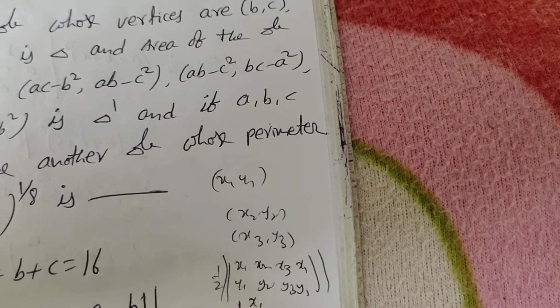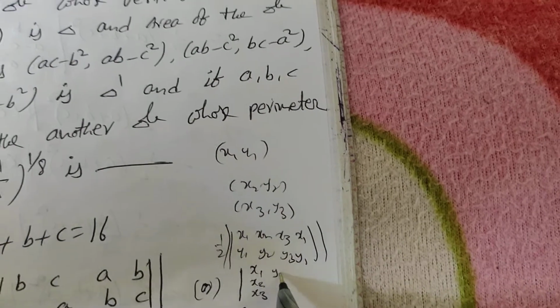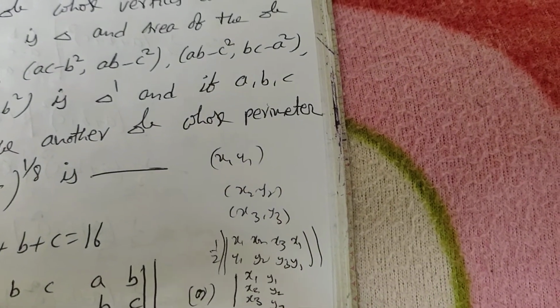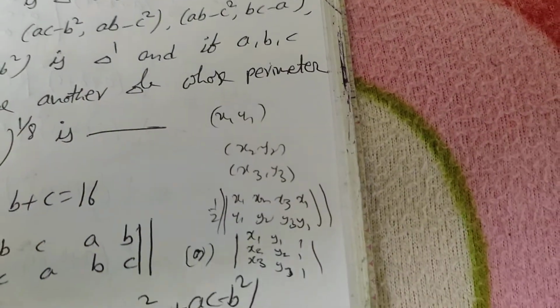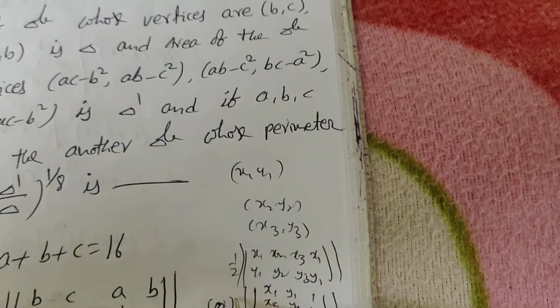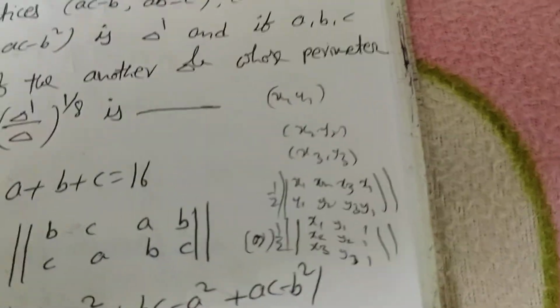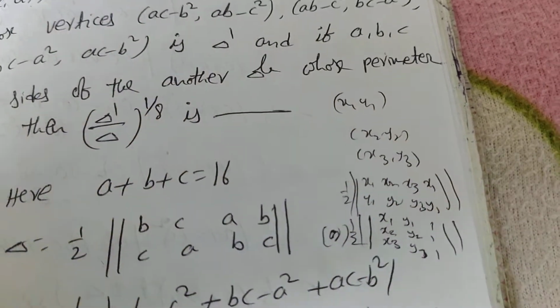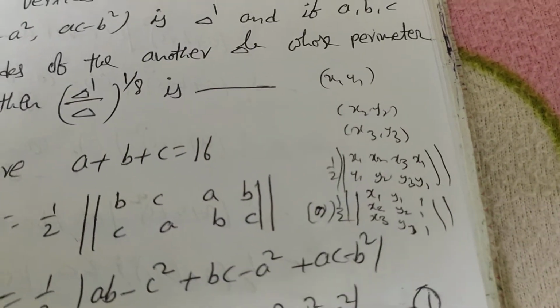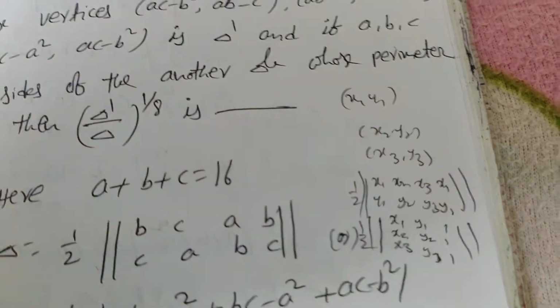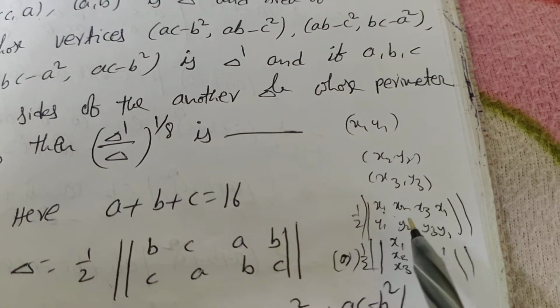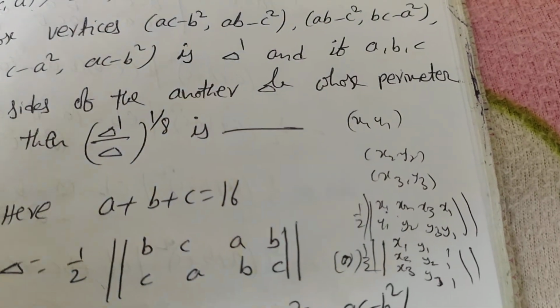x1, x2, x3, y1, y2, y3, and 1, 1, 1, we can also use the same formula with half into. Okay, so you can use this formula. This one is actually to find the area of the triangle. We have different formulas, many formulas. All those formulas are formed from this one only. So for our convenience, whichever one you want, you can take.